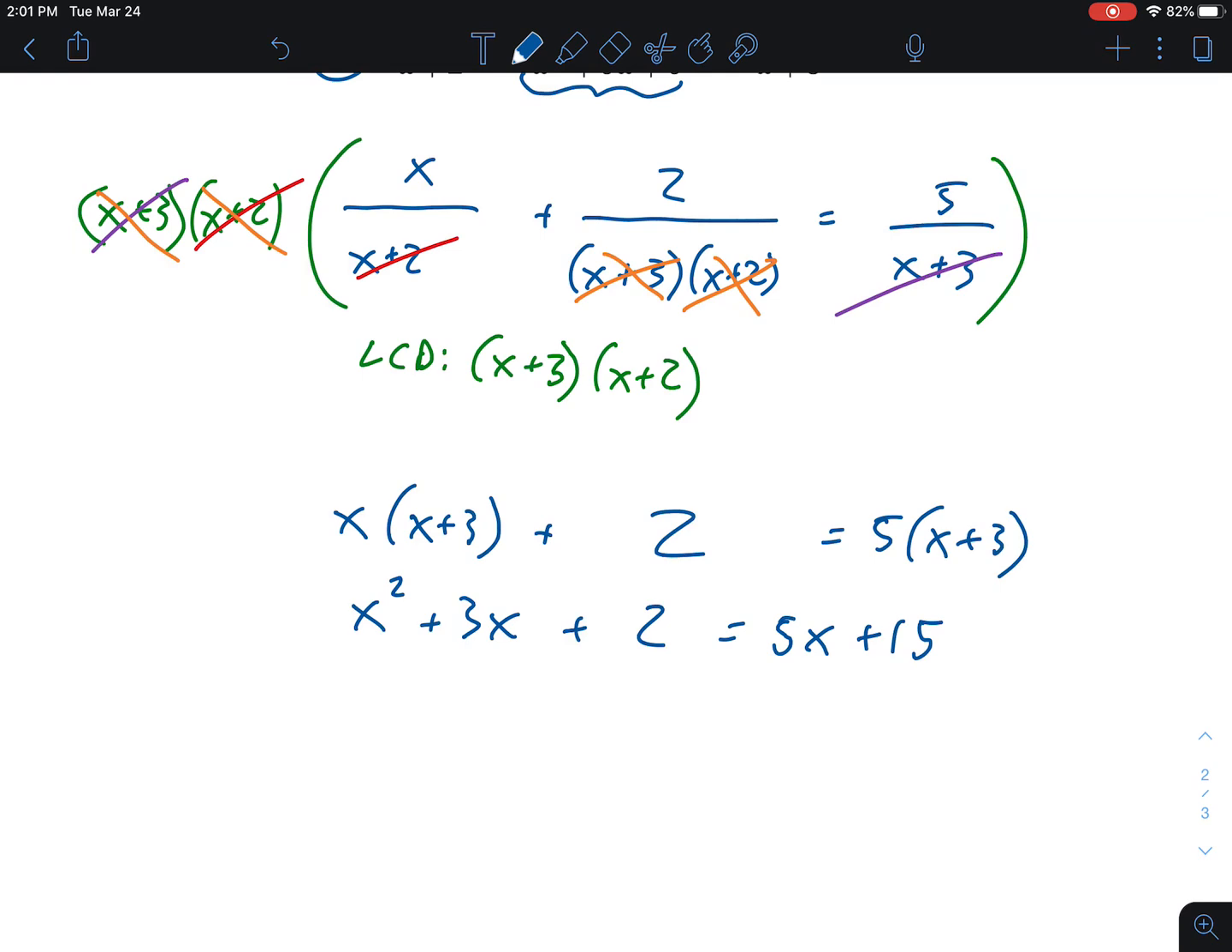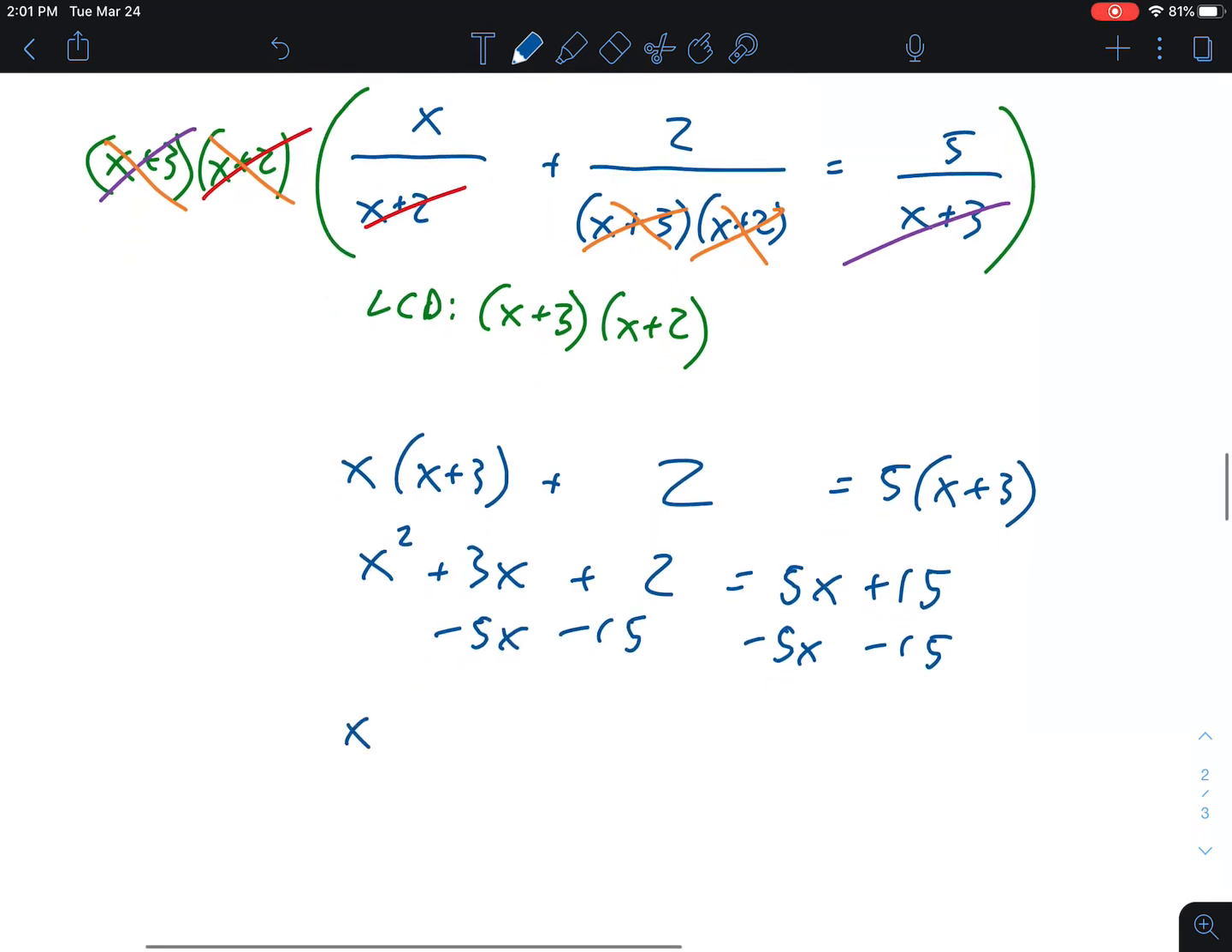Okay, now I want to move things around. I have an x squared and x stuff, so I'm never going to be able to get one of them by itself, so I'm going to have to set it up to be factored. Minus 5x minus 15, minus 5x minus 15, x squared minus 2x minus 13 equals 0.